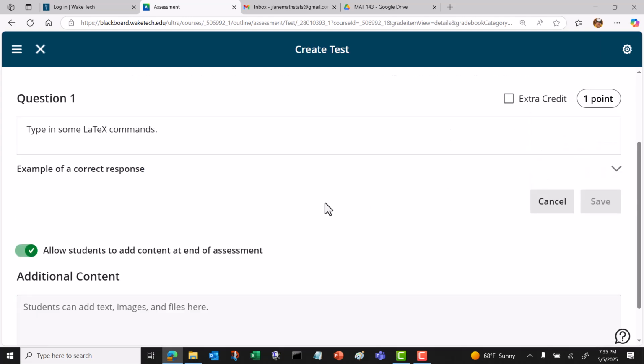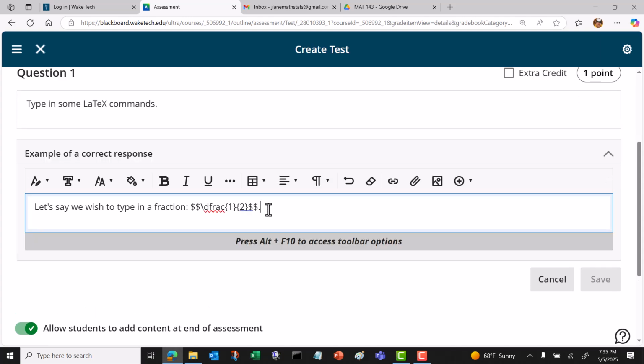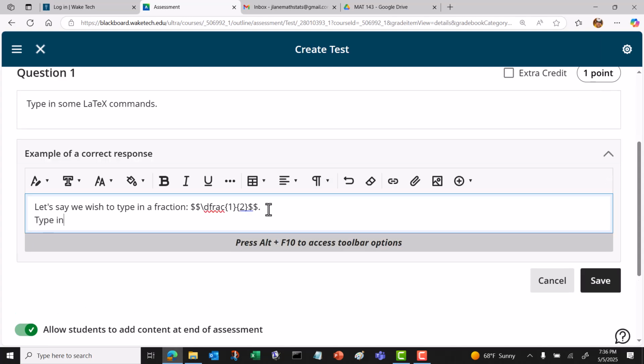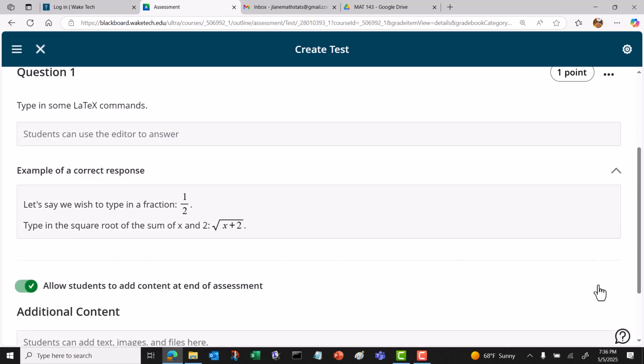So if we wanted to type in another command, the square root of, let's just say, the sum of x and 2, then we can type $$, backslash sqrt, curly brace, x plus 2, ending curly brace, two more $ signs. And if we hit the Save button, then we can see that we have the radical x plus 2.